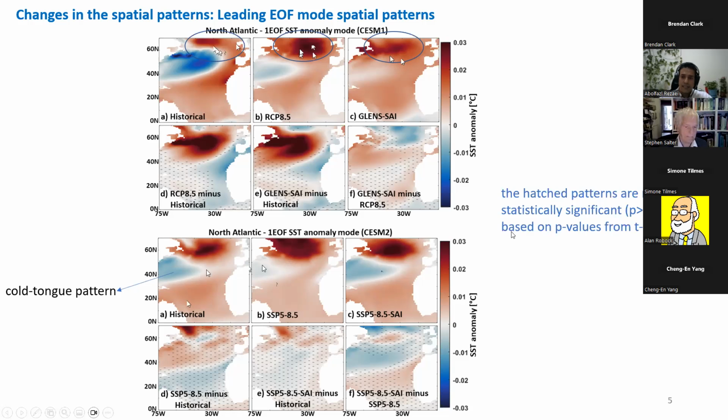In these figures, the hatched patterns show where the changes are not statistically significant. For example, in Fig A in the bottom figure, we can see that the difference between the historical and the PSI scenario is not significant anywhere across the ocean, telling us that the PSI could be effective.